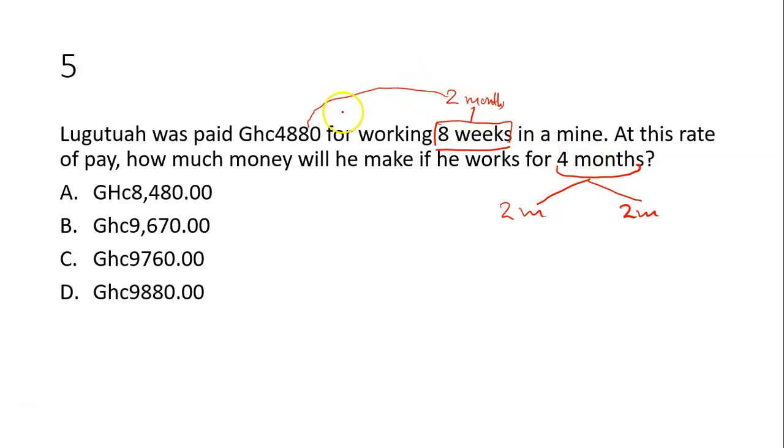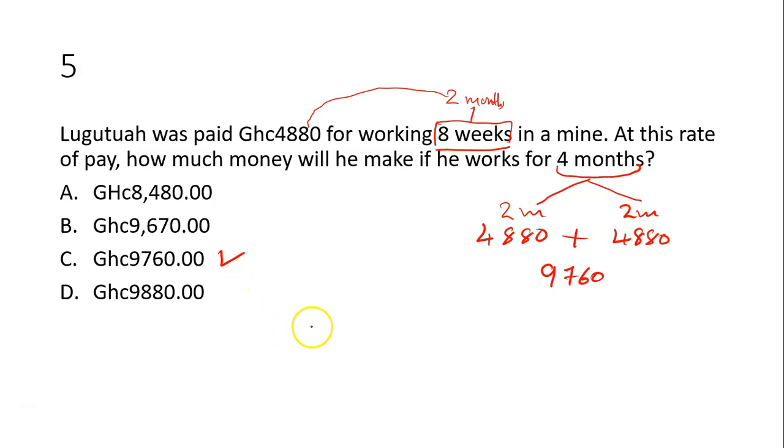So if 2 months is 4,880 and another 2 months is 4,880, then the only thing is we add the amount earned for the first 2 months and the second 2 months. So when we add them together, 4,880 plus 4,880 gives you 9,760. So the correct answer for question 5 is C.